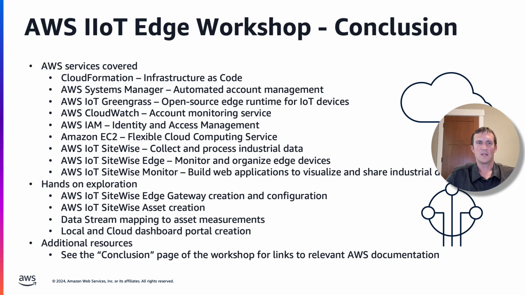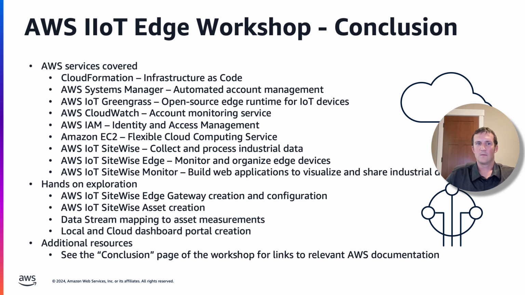Thank you for joining us for today's AWS IoT Edge Workshop video tutorial. Throughout, we touch on all of the AWS services that are covered in this workshop, including CloudFormation, which is used to develop infrastructure as code, AWS Systems Manager, which can automate account management, AWS IoT Greengrass, which is an open source edge runtime for IoT devices, AWS CloudWatch, which can be used for account monitoring, AWS IAM, or Identity and Access Management, and Amazon EC2, which is flexible cloud computing services.